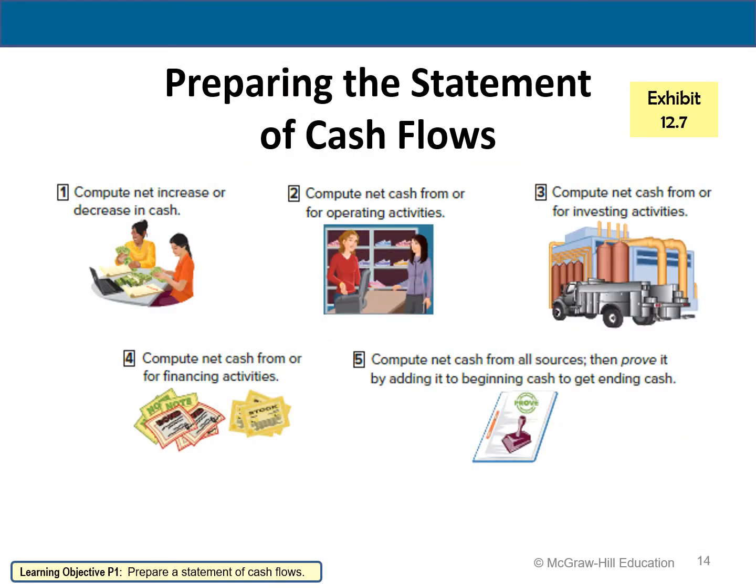All right, so how do we prepare the statement of cash flows? Well, there's 5 steps. First, you compute the net increase or decrease in cash. Then you compute the net cash from or for operating activities. Then the same from or for investing activities. Then you compute the net cash from or for financing activities. And then you compute the net cash from all sources, and you prove it by adding it to the beginning cash to get the ending cash.